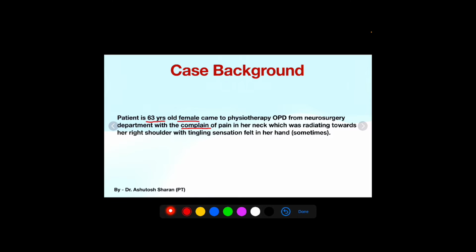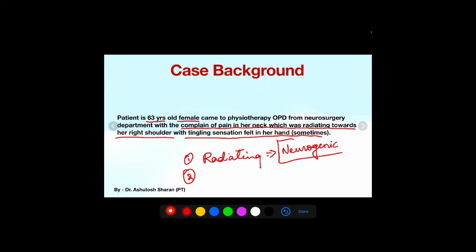Patient had a complaint of pain in her neck, which was radiating towards her right shoulder with tingling sensation felt in her hand sometimes. कुछ वर्ड यहाँ पे आया है जैसे कि रेडिएटिंग पेन. All right, radiating pain. The next word is tingling sensation. Radiating pain, another name for radiating pain is neurogenic pain. Why do we call it neurogenic pain? Because, of course, when the pain is radiating, that means there is some kind of nerve involvement. Tingling sensation once again indicates that there is some kind of nerve involvement. So from the case background only, there are a few things which are clear.